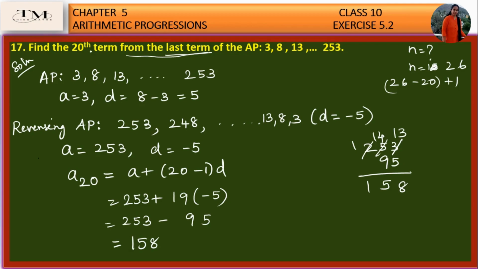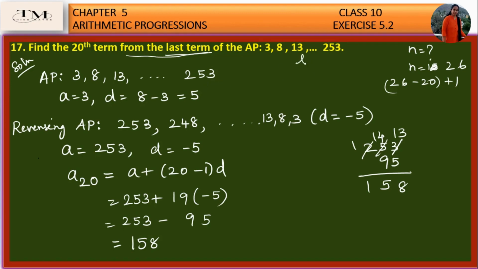So if they are asking for a term from the last term, it is easy to find by reversing the AP. You have to reverse the AP and multiply the d with negative. Then you can find a20 directly. If you don't reverse the AP, from the given AP you have to find what n is, because this is a finite AP.